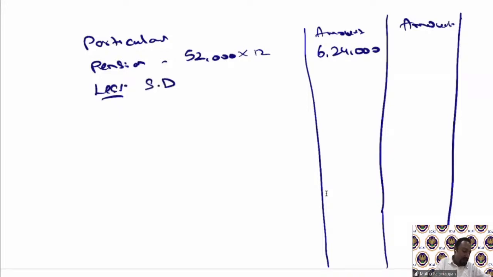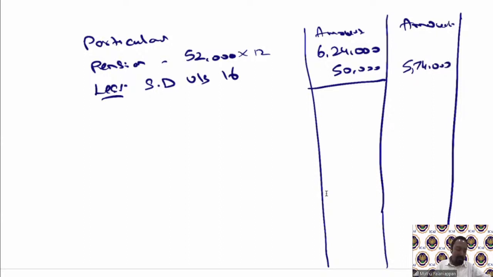So standard deduction under section what? 16. How much? 50,000. So 5 lakh 74,000. 5 lakh 74,000 is your salary income.